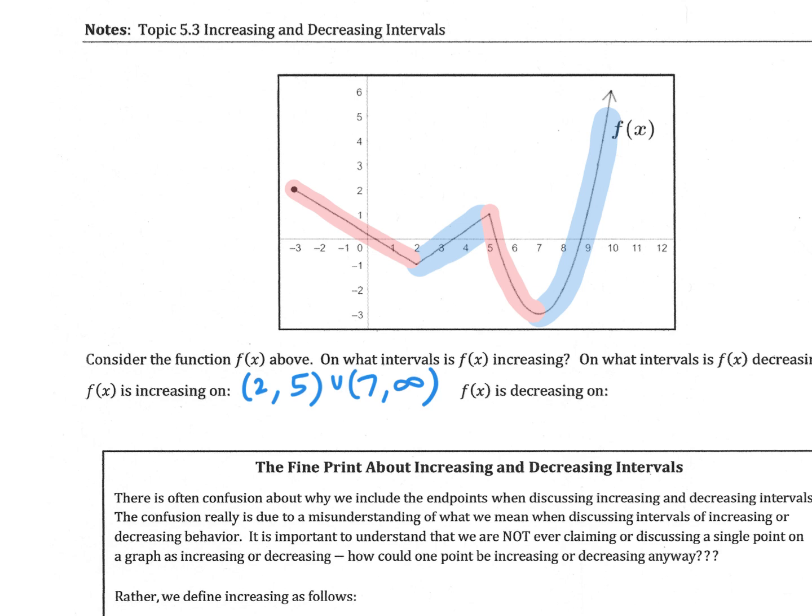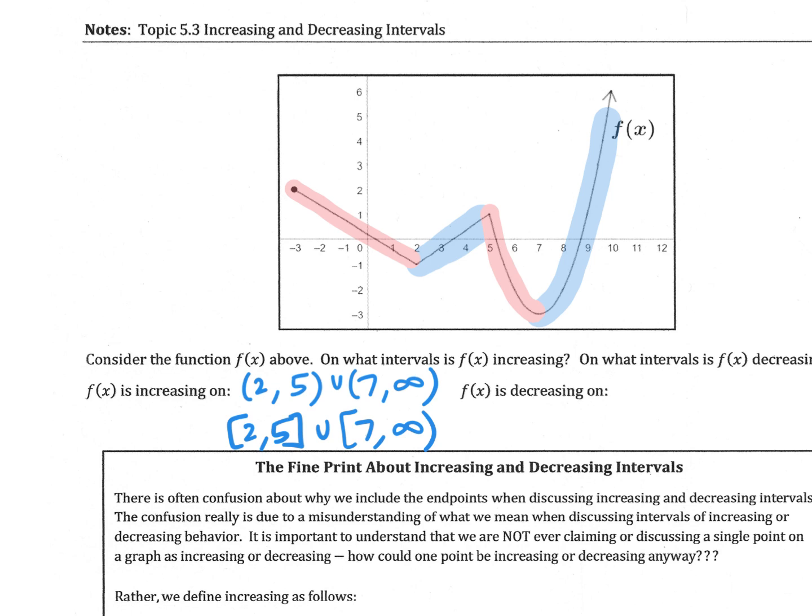We could also say bracket 2 to 5 and bracket 7 to infinity. Infinity we can never reach, so infinity and negative infinity have to have parentheses, but for anything else, when you're talking about increasing and decreasing intervals, it doesn't matter if you include the number or not, because we're looking at the interval. We're not asking whether at the point 2 it is increasing or decreasing. We're saying from 2 to 5, it's increasing as you get further and further to the right.